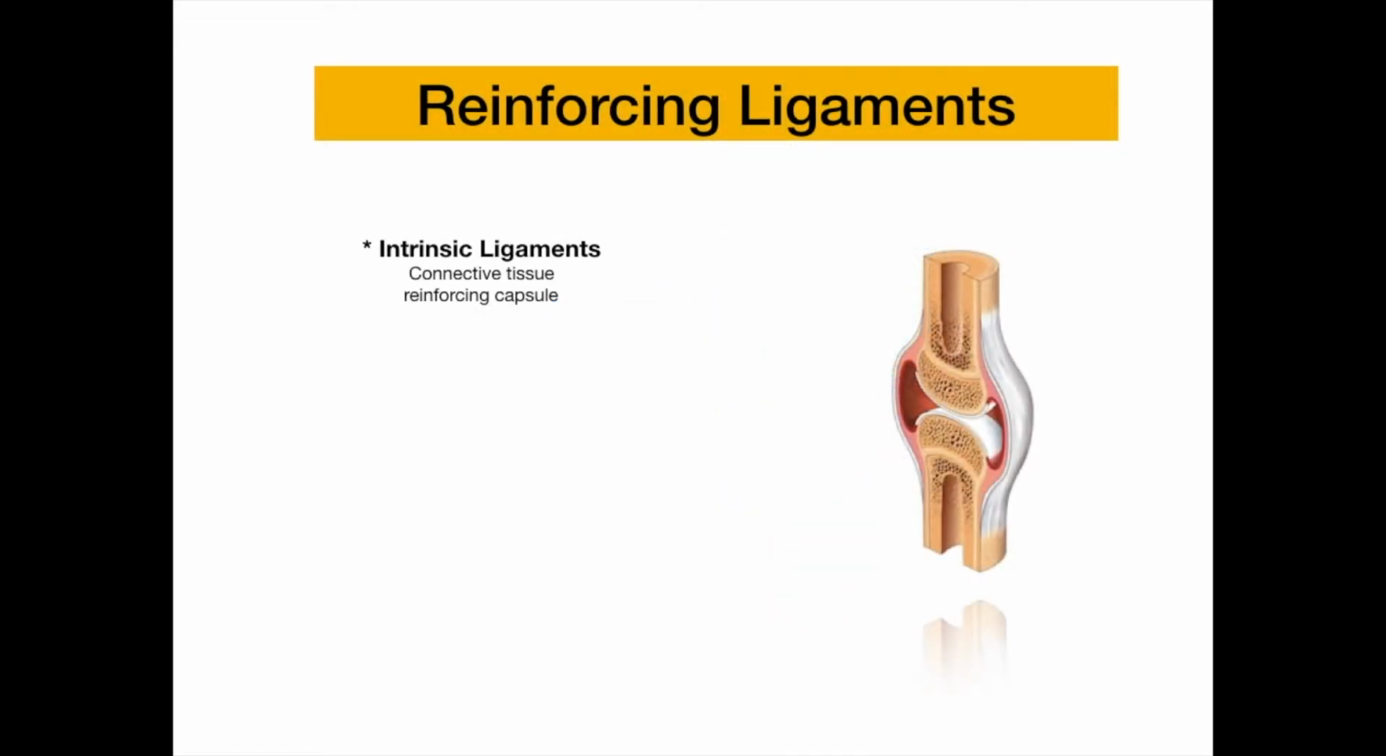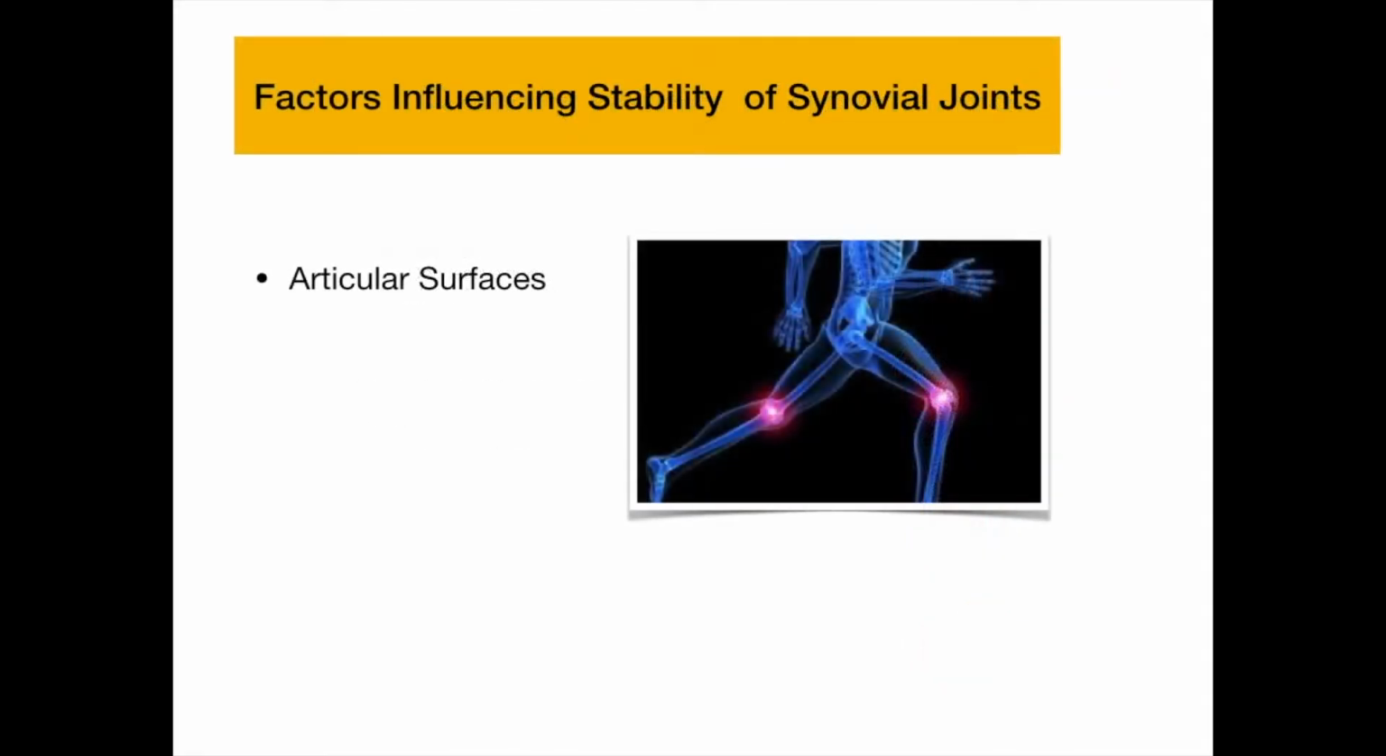Synovial joints are reinforced by a number of ligaments. Ligaments are bands of dense regular connective tissue that connect bones to other bones. Reinforcing ligaments surround the joint to give it extra strength. There are three main factors responsible for stabilizing a joint: shape of articular surfaces, ligaments, and muscle tone, which is the most important.